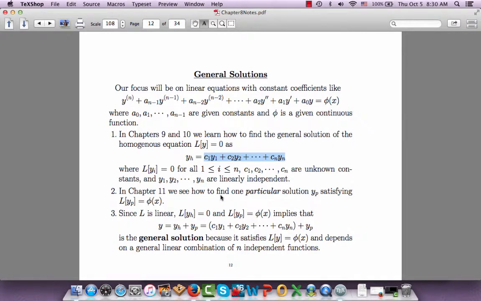And then in chapter 11 we're going to look at one particular way of finding just one solution to the general equation that we're trying to solve. And then all we do is we add that linear combination that solves the homogeneous problem to the particular solution to the general problem. And linearity of the problem takes care of the rest for us. This function will be a solution to the equation, but it will also give us a general format with n unknown constants, which we can then determine by initial conditions.